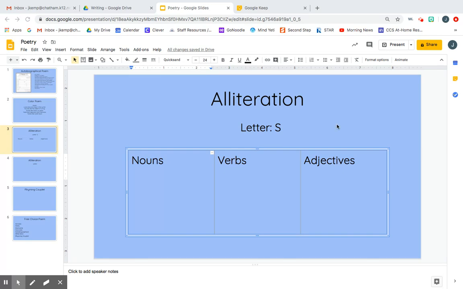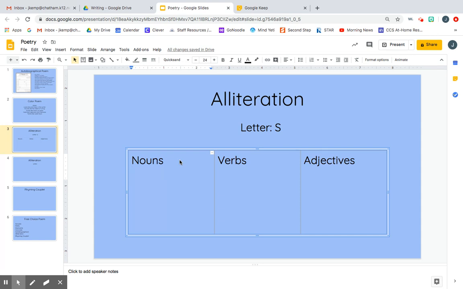And today I chose that my letter is going to be S. You can pick any letter or sound that you would like to use for your alliteration. So before I start writing my alliteration, I'm going to do a little bit of brainstorming and a little bit of thinking about some nouns, some verbs, and some adjectives that start with the letter S.